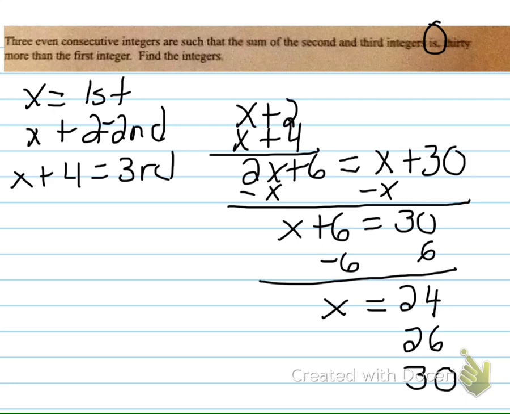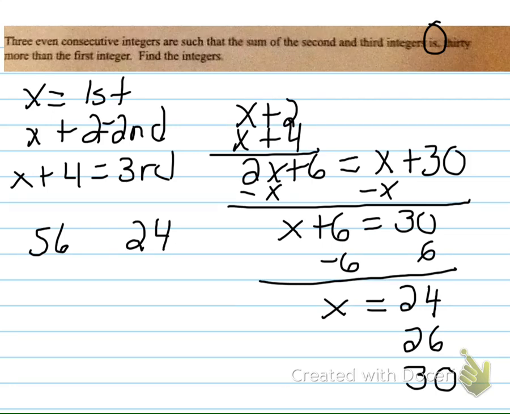Now I just want to go back and check to make sure that this works. 3 even consecutive integers, they are all even, such that the sum of the second and the third, which is 26 plus 30, which is going to give me 56. Whoops, and I wrote 57, so we'll fix that. 56 is 30 more than the first integer. Well, the first integer is 24, and 24 plus 30 is not 56, so we have a problem.